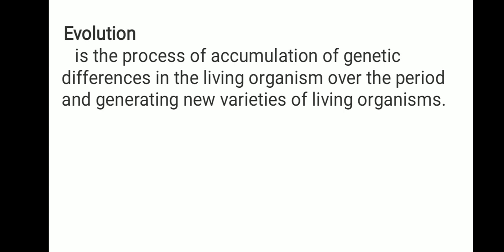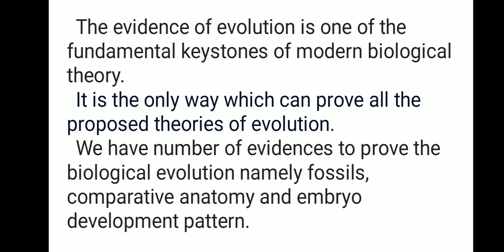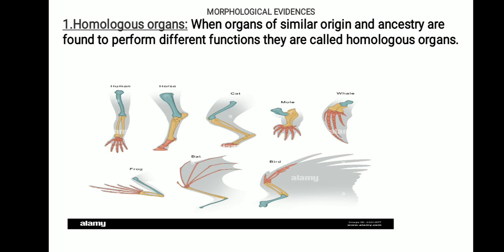Actually, evolution is a process of accumulation of genetic differences in living organisms over a period of time, generating new varieties of living organisms. The evidence of evolution is one of the fundamental keystones for modern biological theory. It is the only way which can prove all the proposed theories of evolution. As I said earlier, there are 7 evidences to prove it. The biological evolutions, namely fossils, comparative anatomy, and embryo development pattern, are all included. Morphological evidences is the only topic that I am going to take now.